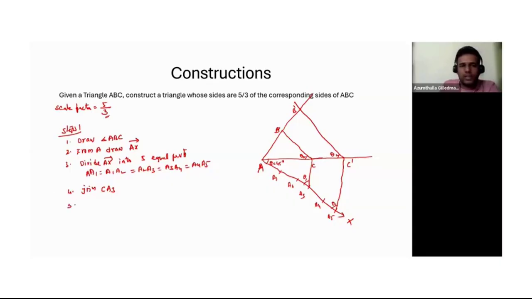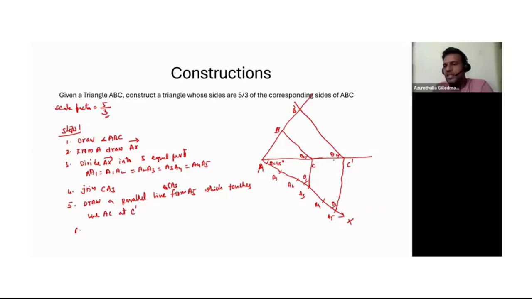So next, what we did, draw a parallel line. Draw a parallel line to CA3 from A5, which touches line AC at C dash. Right? That's what it did, right? It touches the line AC at C dash.